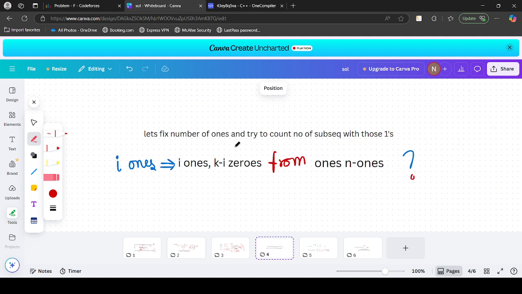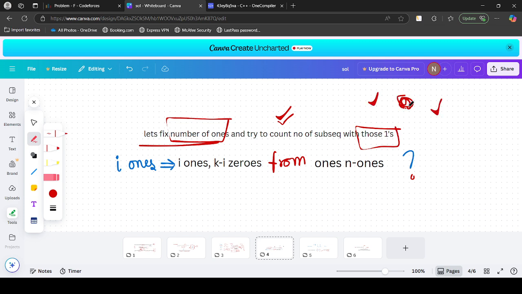So now let's fix the number of ones in the final subsequence and let's try to count the number of subsequences with that number of ones. We found the minimum ones and we found the maximum ones. Let's assume we are at some middle point and there are I ones in the final subsequence. The final subsequence length is k. So if we have I ones, the number of zeros is k minus I.